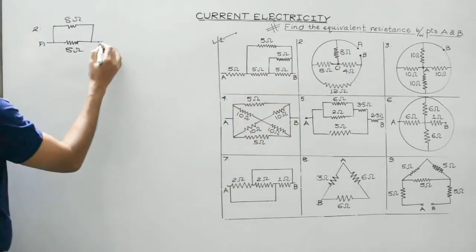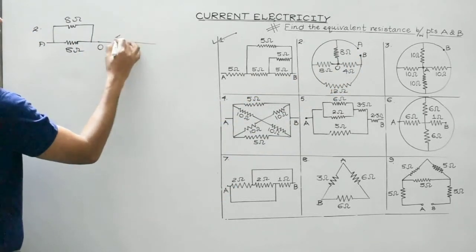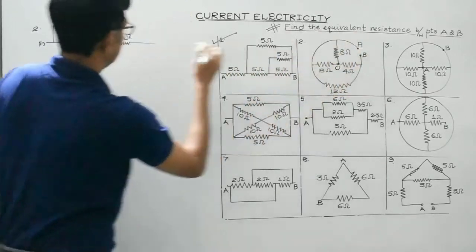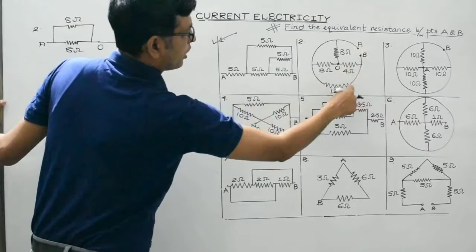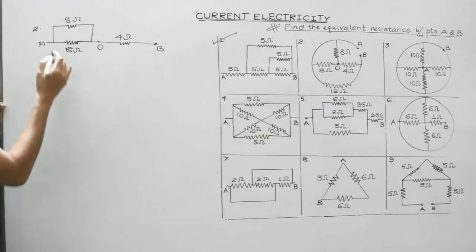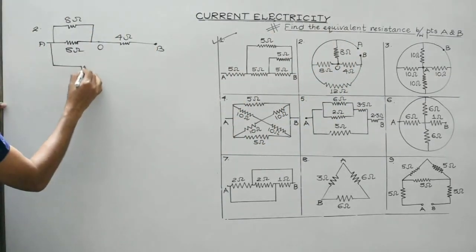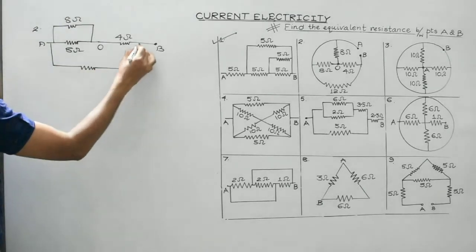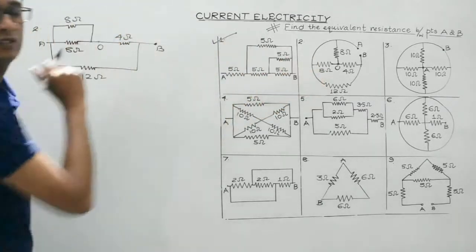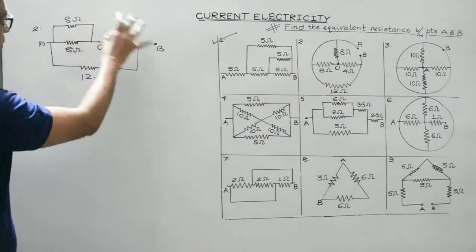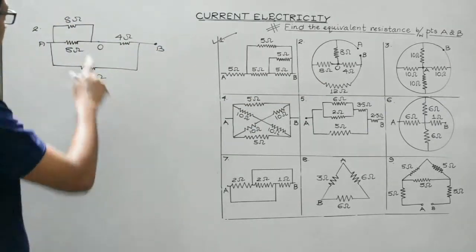And then over here it's 4 ohm, and this is point B. Now the 12 ohm is connected between point B and point A. So it's like this, this is 12 ohm. This is the equivalent circuit of this one, right? Now it becomes much more simple.